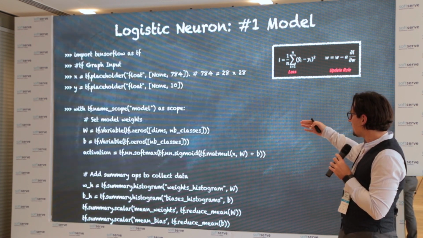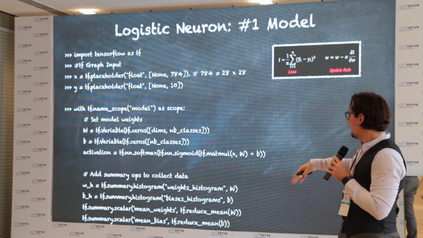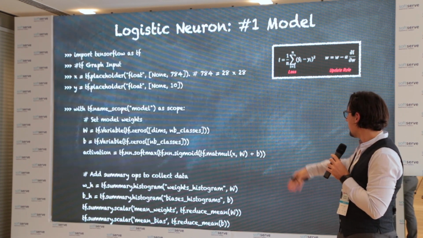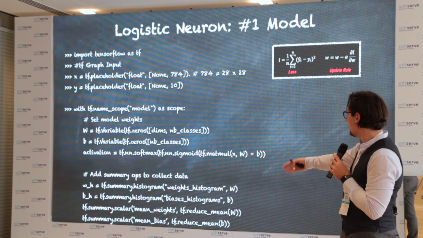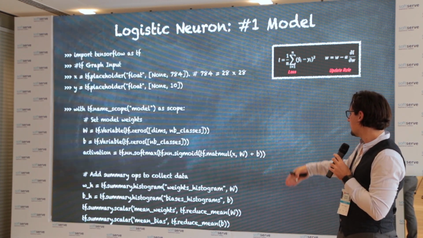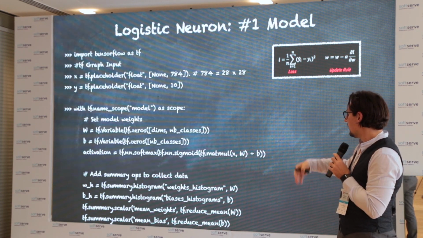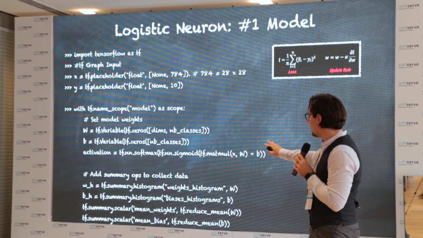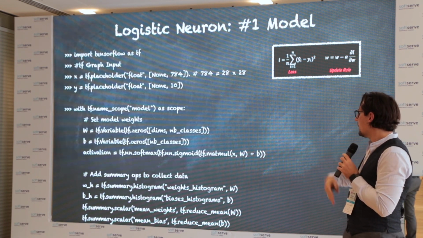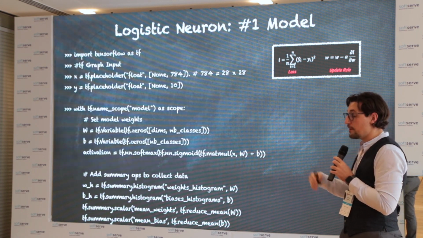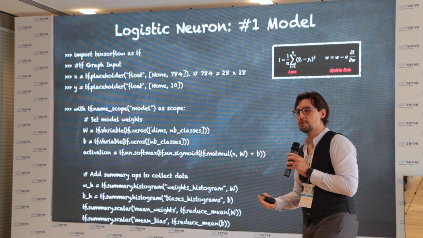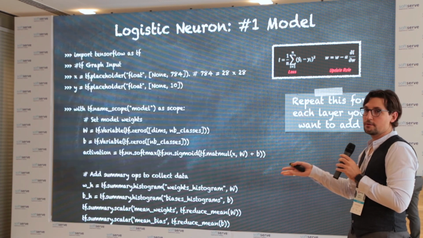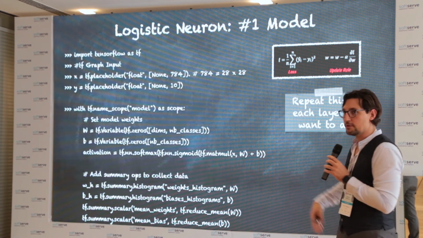We then add these instructions, the summary operations, and we're telling TensorFlow that during this computation, it must collect information about the histogram of the weights and the bias, and take the log of all the scalar operations for the mean weights and the mean bias. This information will be included in a very interactive log in TensorFlow, which is called TensorBoard. And if you have multiple layers in TensorFlow, you basically have to repeat these operations for each layer.